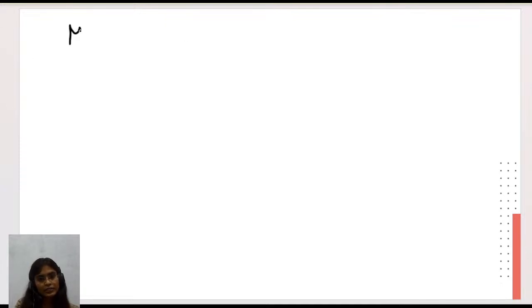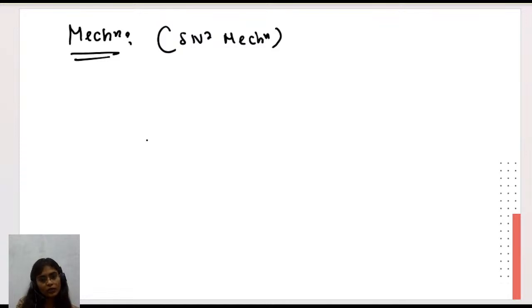Okay, so let's just discuss the mechanism part. So how about the mechanism? I have to write that it's an SN2 mechanism we are going to follow for this reaction. So look at this. Any example? Oh, let's see, this is the case.